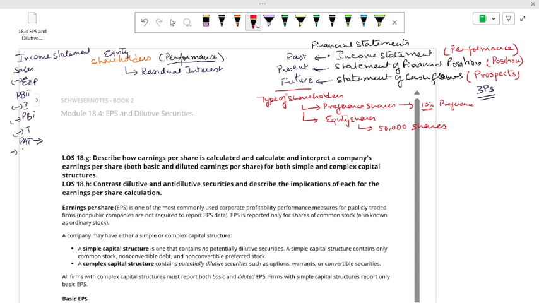Now what happens after profit after tax? First you have to pay preference dividends. Then you have to pay equity dividends. In the end, the result will be retained earnings.